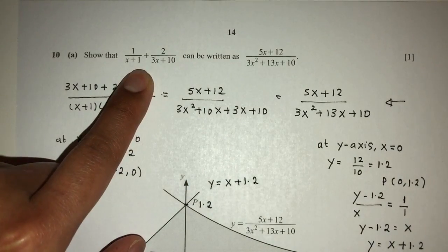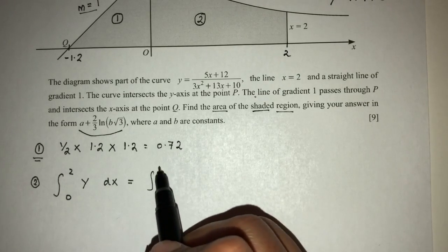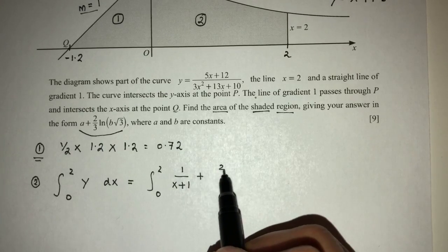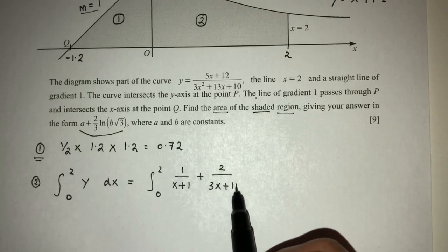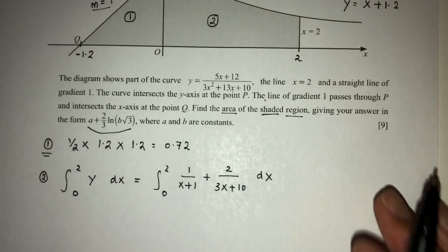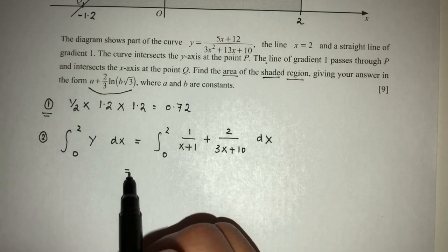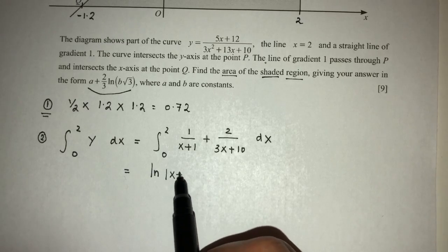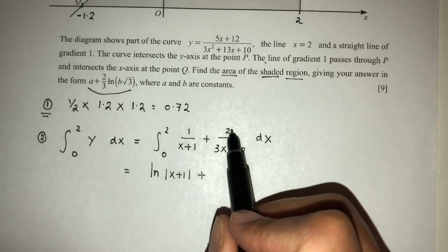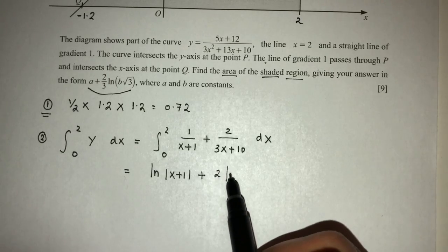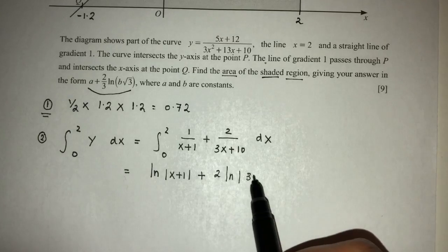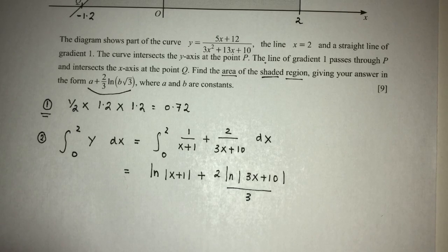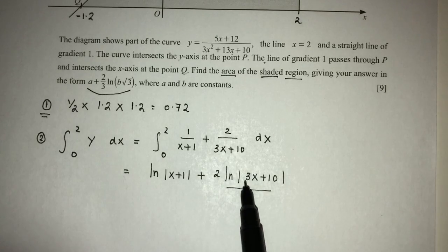It is much easier. So we know that this is equal to the integral from 0 to 2 of 1 over x plus 1, plus 2 over 3x plus 10, dx. So we have to integrate this one, one by one. The first one will be ln of the value here, which is x plus 1, okay? And here we have 2 outside, no big deal, and ln of the value here, which will be 3x plus 10. But now we have to divide by 3.